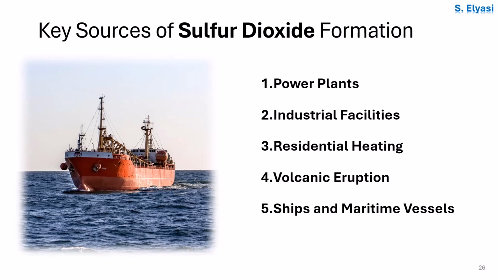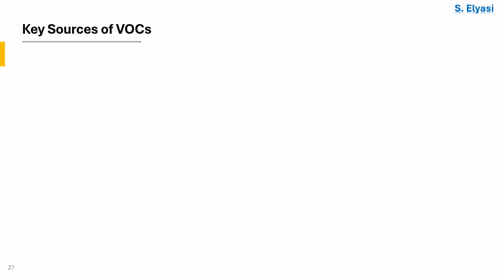Efforts to reduce SO2 emissions include the use of sulfur-reducing technologies, switching to fuels with lower sulfur content, and enforcing regulations that limit the amount of sulfur dioxide that can be emitted from various sources. Volatile organic compounds are emitted from various sources, primarily due to their use in industrial processes, household products, and as fuels. Here are the key sources of VOC emissions.